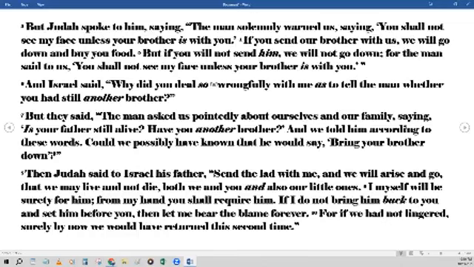If you send our brother with us, we will go down and buy you food. But if you will not send him, we will not go down. For the man said to us, you shall not see my face unless your brother is with you.